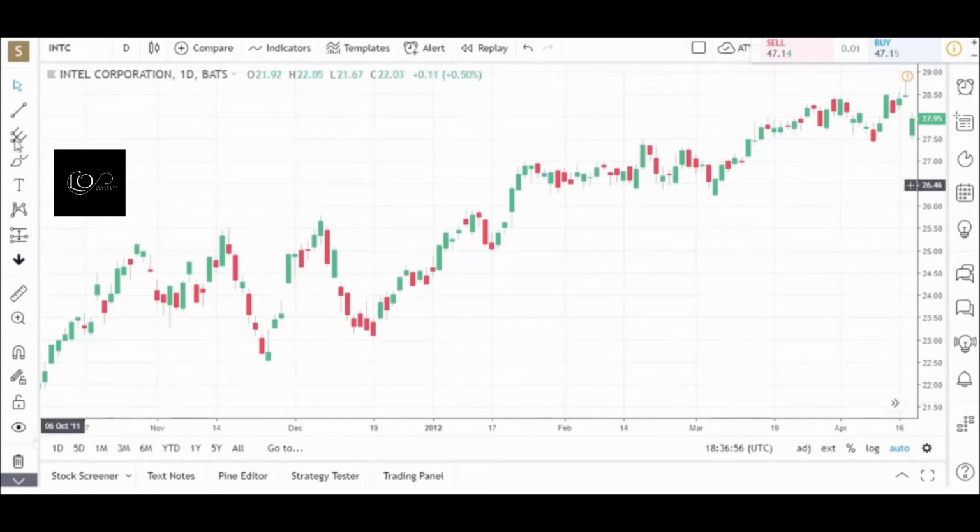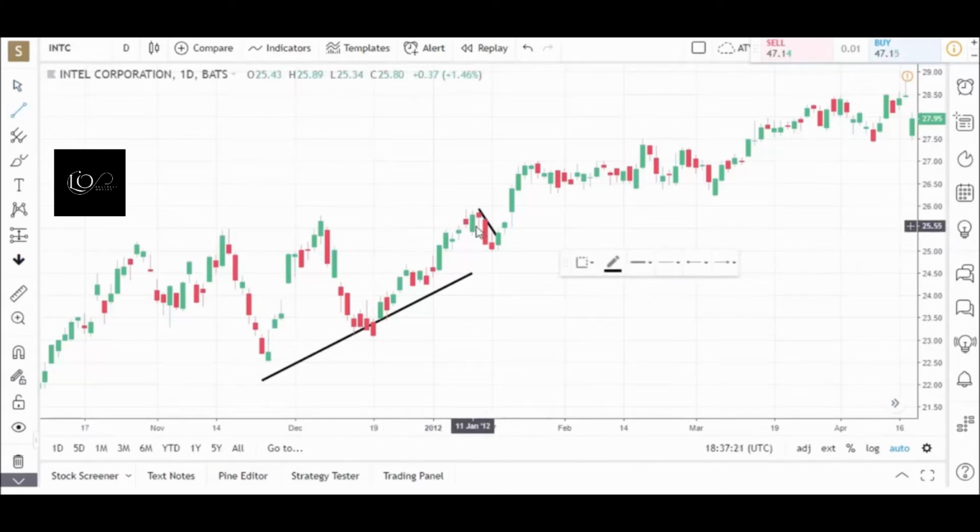Intel was trending up. We have the stock in an uptrend, and we see a pullback in the uptrend here. That's the upper bound of the flag. And here's our lower bound of our flag. After this 3-day pullback, on the 4th day, the stock breaks the upper bound or the resistance level of our flag and moves to the upside.